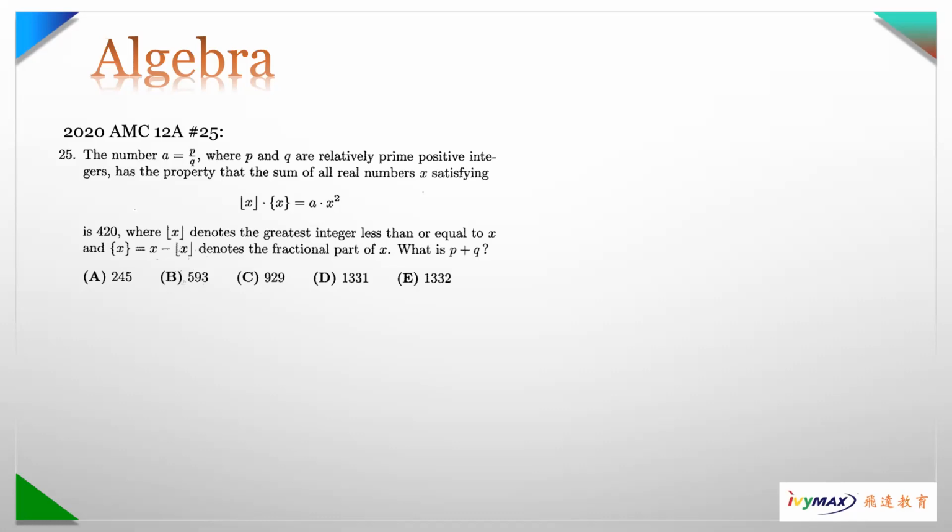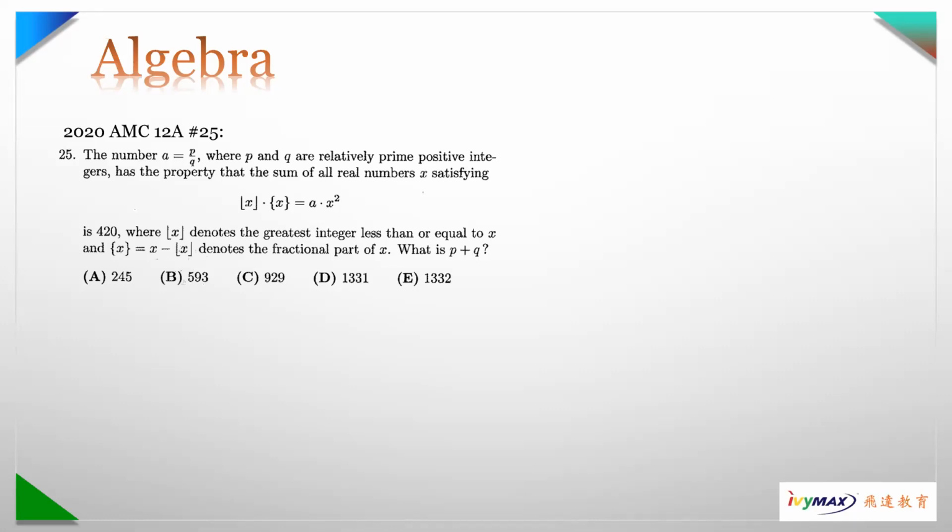Okay, and the brace of X equals X minus the floor of X. So that is the fractional part of X. Let's say 2.2. After I take the brace, the result should be 0.2, right? Pretty clear. All right. So this helps you understand the question itself. So they want to know, after I figure out the value of A, the sum of the numerator and denominator P and Q.